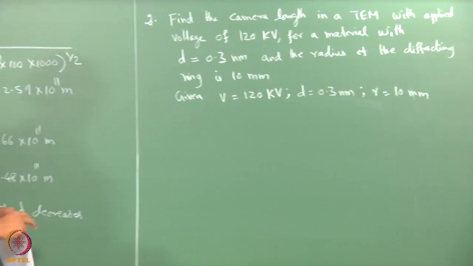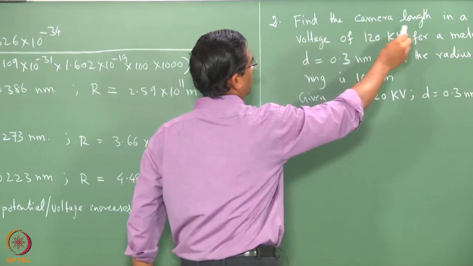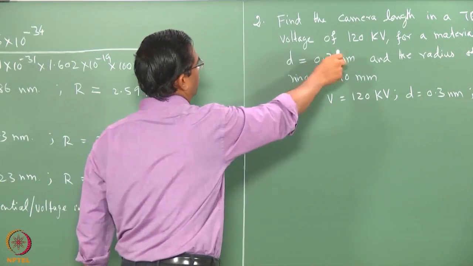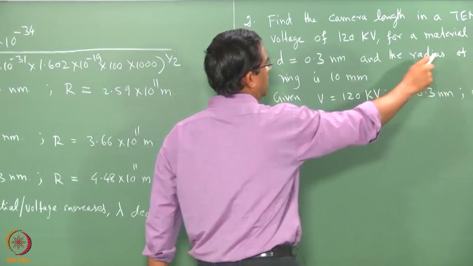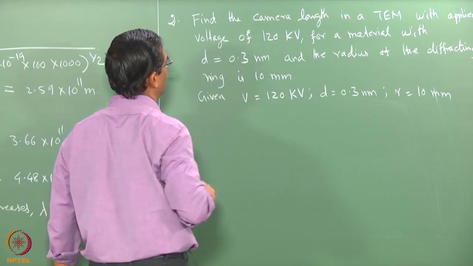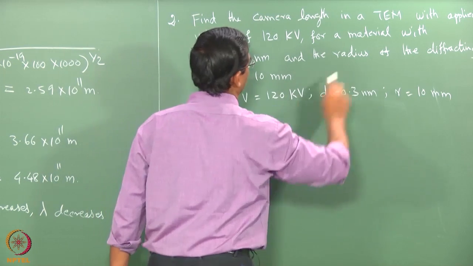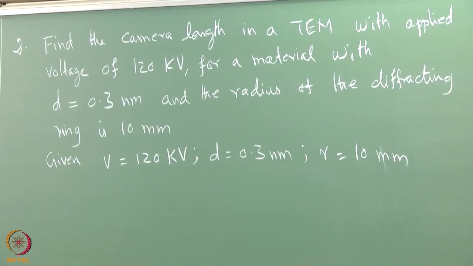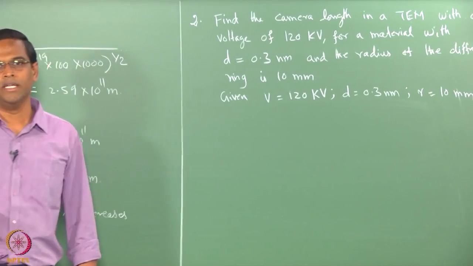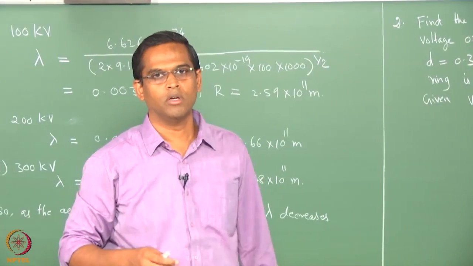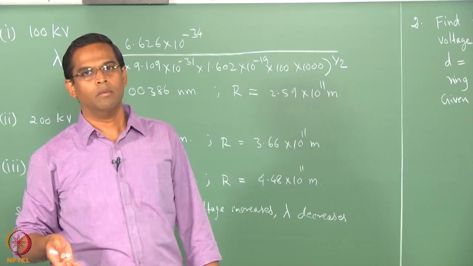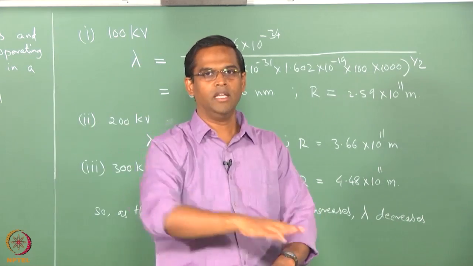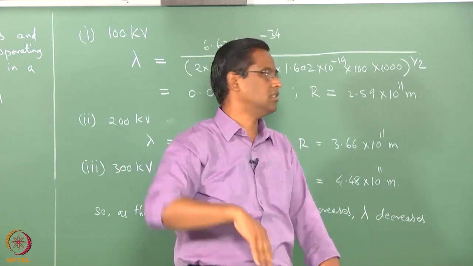So, the question is: find the camera length in a transmission electron microscope with an operating voltage of 120 kV for a material with d spacing 0.3 nanometers and the radius of the diffracting ring about 10 mm. You should recall the lecture notes which talk about camera length. What is camera length? The camera length is the distance between the specimen stage and the screen.